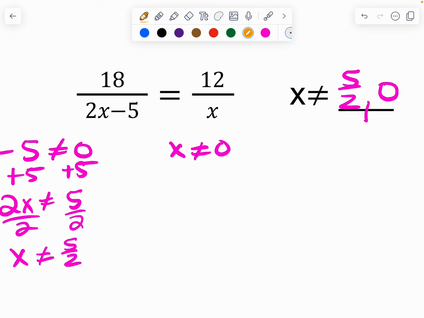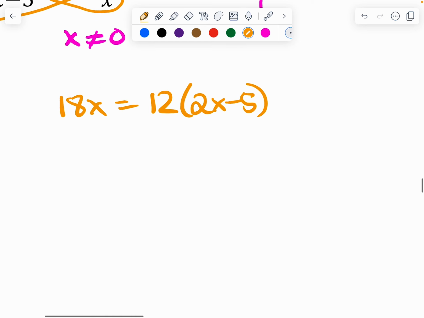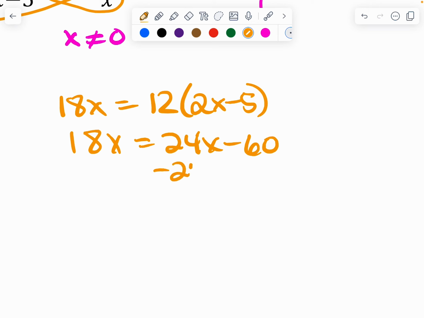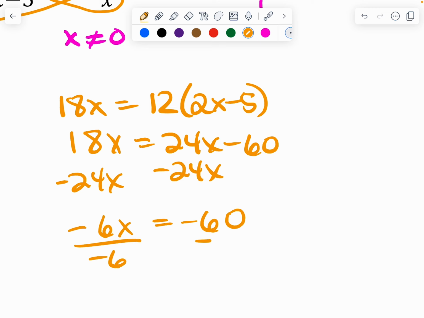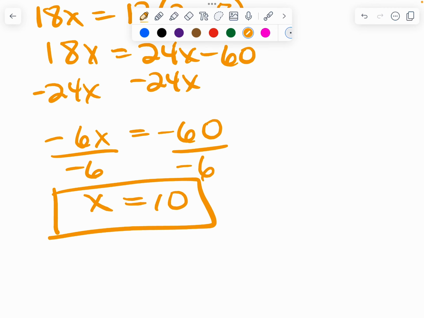So now I'm going to actually do the work for this one. I'm going to multiply this direction, and I'm going to get 18x. I'm going to multiply this direction, and I'm going to get 12 times the quantity 2x minus 5. Then I distribute. I subtract 24x from both sides, and I get negative 6x equals negative 60. Divide by negative 6 and get x equals 10. Well, 10 is not 5 over 2 or 0, so that is my answer.